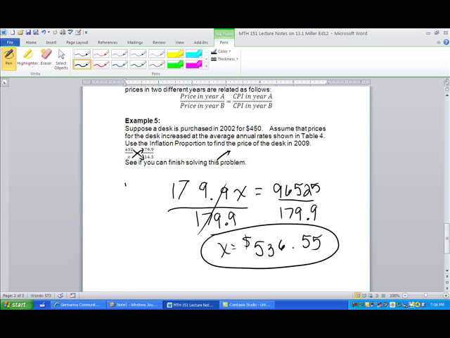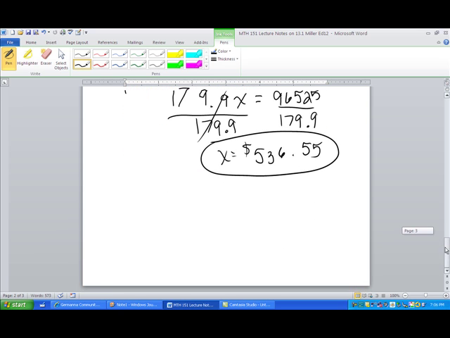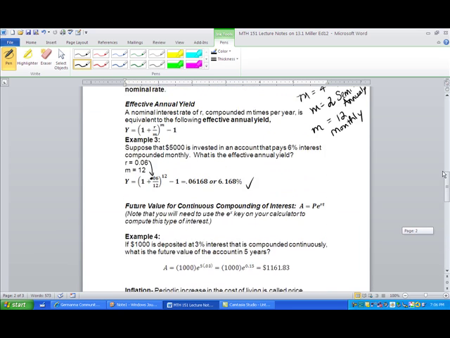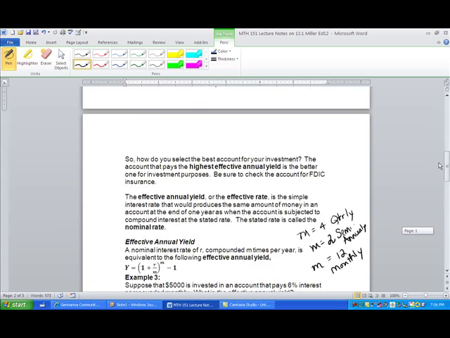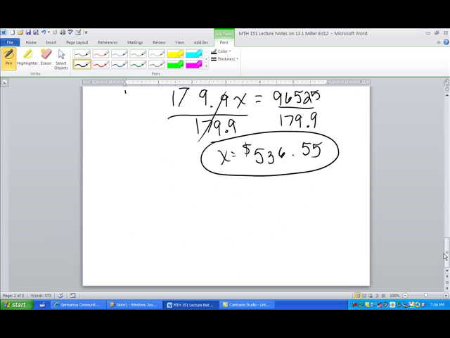So that's the type of problem you would do with that inflation proportion. Okay, so we've covered the basics here. I'm going to try to work a couple more examples from the textbook before you go on to the online homework. So you may want to check those out before you go on to the online homework.